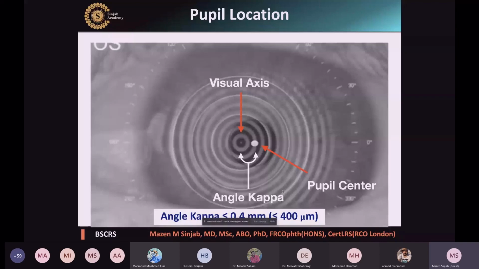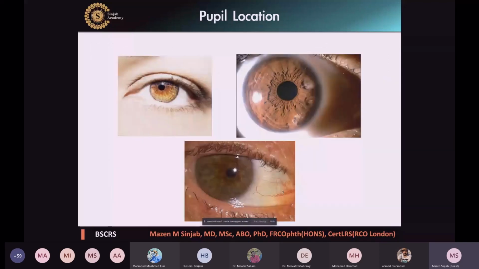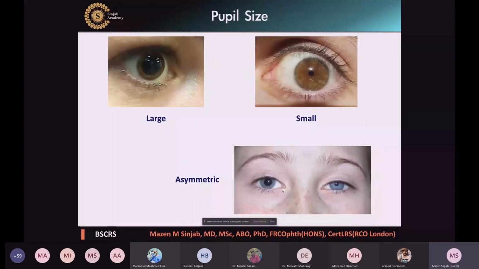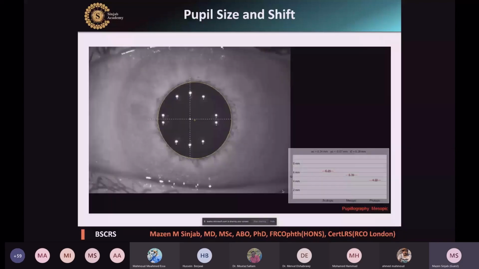And if we are planning for LASIK or PRK, then we have to centralize the profile. Pupil location: if the pupil is shifted as well, there is a risk of dysphotopsia if we are planning for premium IOLs. If the pupil size is very small or very large, it may be a contraindication or asymmetric contraindication for refractive surgery. In addition, we have to study the pupil shift during the dynamic pupillometry.